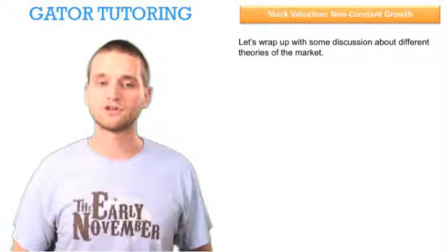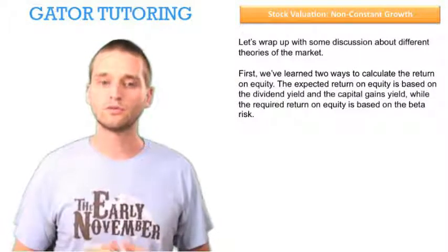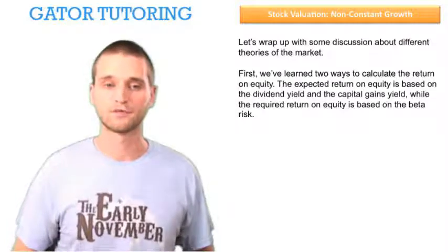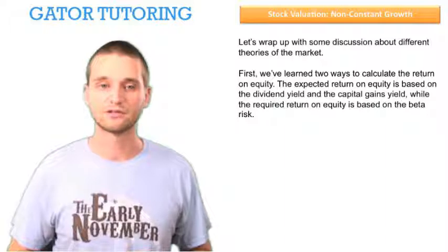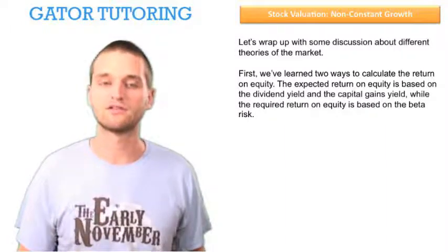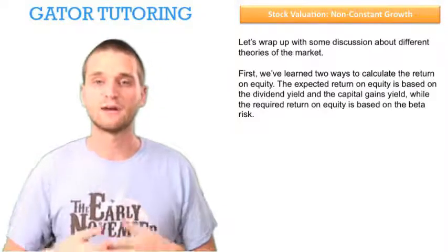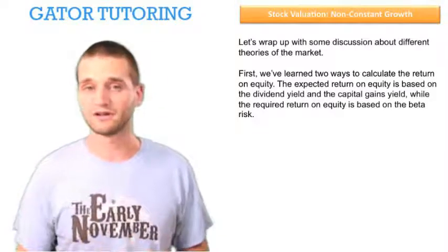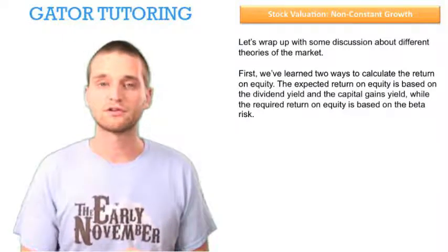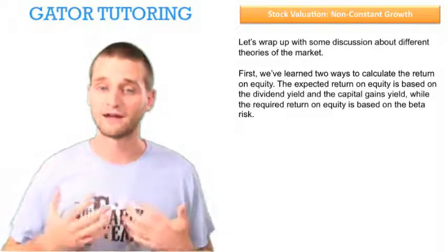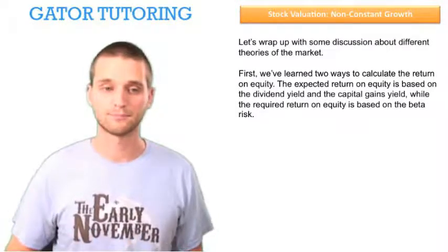Let's wrap up with some discussion about different theories of the market. First, we've learned 2 ways to calculate the return on equity. The expected return on equity is based on the dividend yield and the capital gains yield, while the required return on equity is based on the beta risk. So the expected return, what we expect to return, is based on what we observe in the form of dividends and price appreciation of our stock, and the required rate of return is what investors demand, what they require based on the risk they're taking by investing in a certain company.